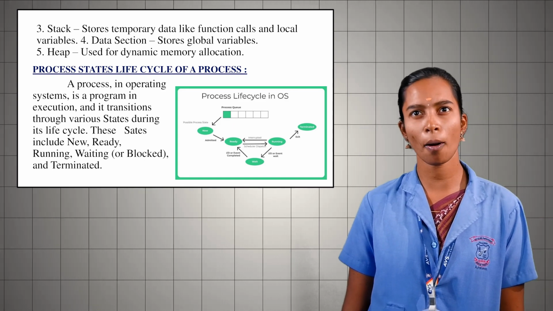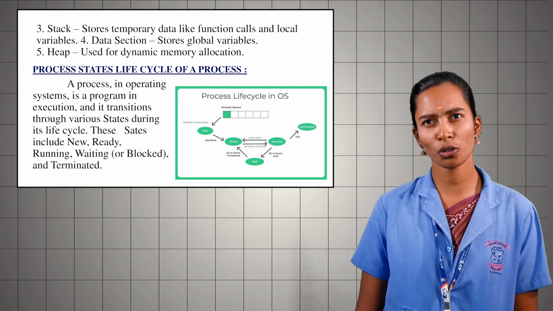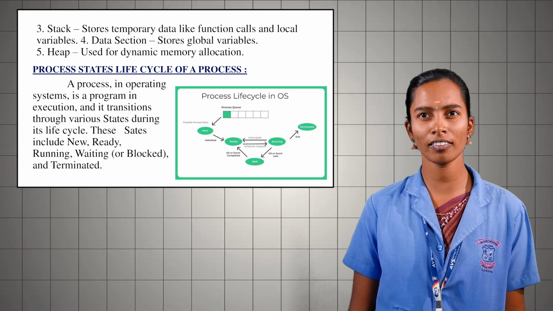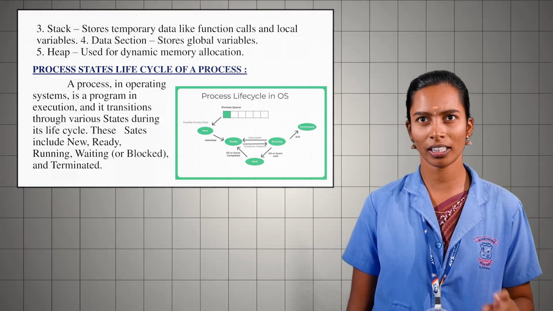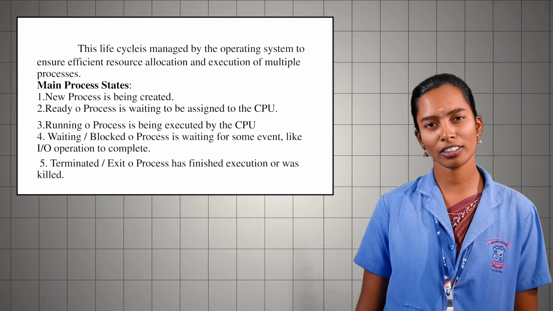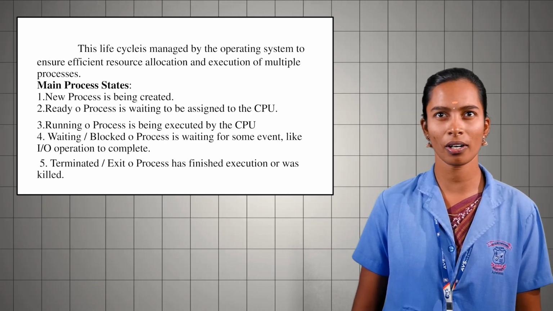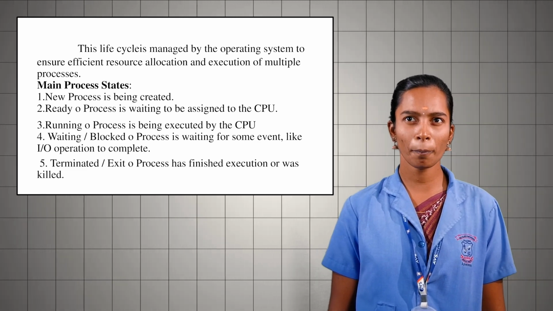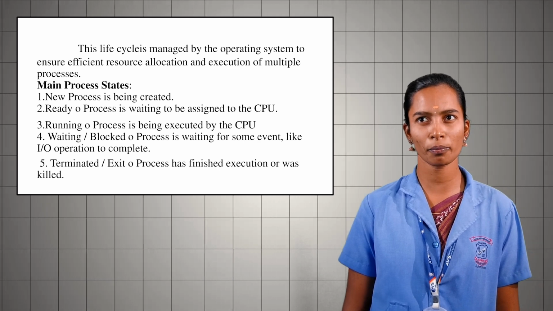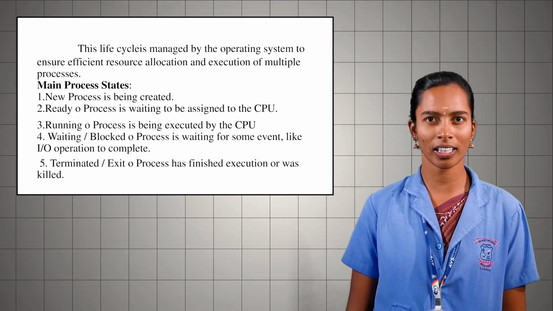A process in an operating system is a program in execution, and it goes through different states during its life cycle. These states include new, ready, running, waiting or blocked, and terminated. Next, the life cycle is managed by the operating system to ensure efficiency, resource allocation, and execution of multiple processes. Main process states. New: process is being created. Second one, ready: process is waiting to be assigned to the CPU. Third one, running: process is being executed by the CPU.